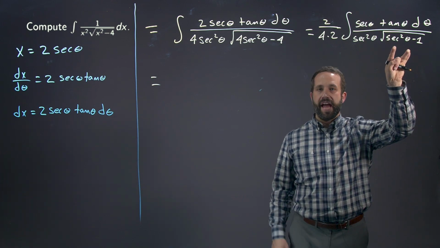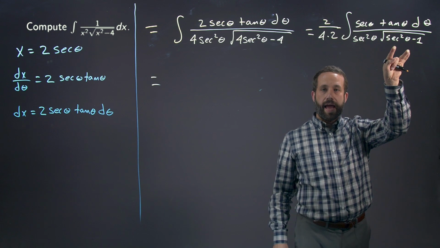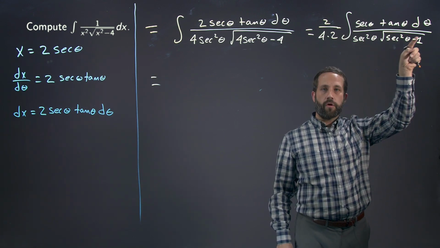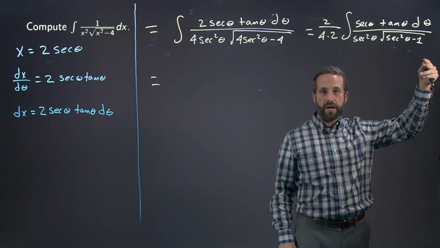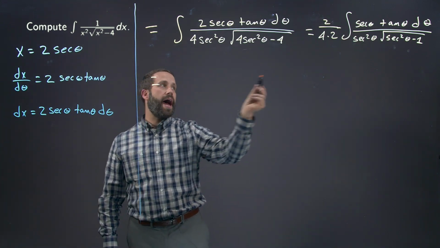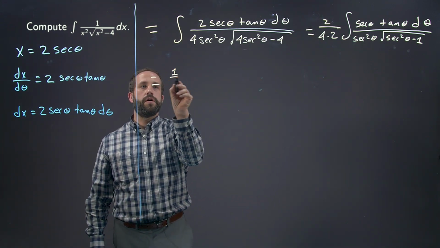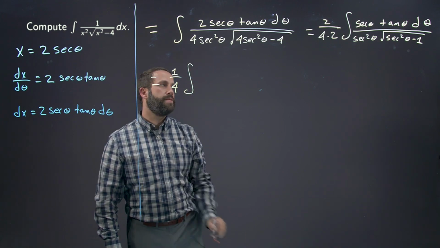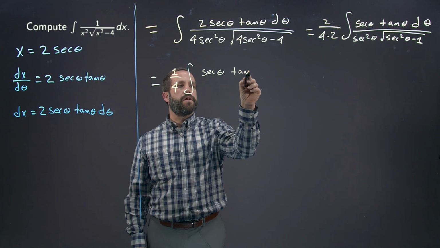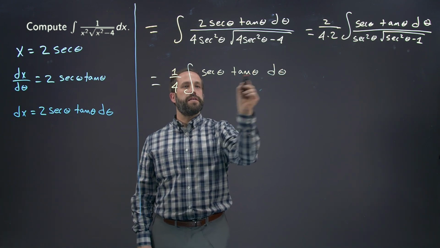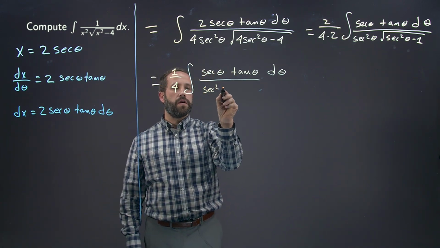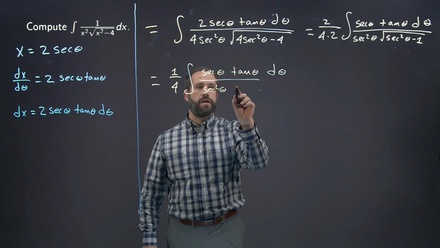Now I'm going to use the fact that secant squared theta minus 1 is equal to tan squared theta. And for the values of theta under consideration, tan is positive. So secant squared theta minus 1 is tan squared. We take the square root. That gives us the absolute value of tan theta. But if tan theta is positive, that's just tan theta. And so the 2's cancel, and we have 1 over 4 times the antiderivative of secant theta tan theta d theta. And then in the denominator, we're going to have secant squared, and this is tan theta.